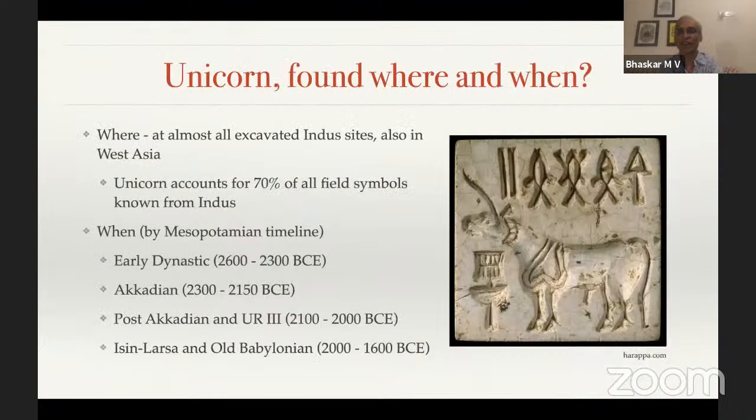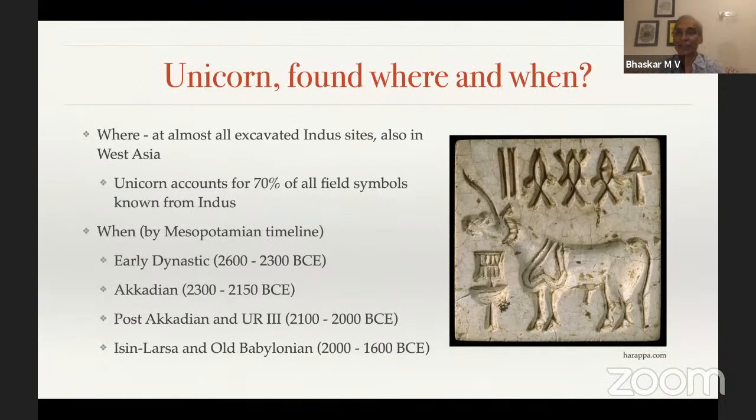So just so we understand exactly what's going on here, I want to place the context. The unicorn is found in almost all the excavated Indus sites and also in West Asia. It accounts for 70% of all field symbols known from Indus. Its timeline and the trade timeline roughly begins at 2600 BCE and lasts until 1900 BCE when the Indus Valley civilization collapsed.